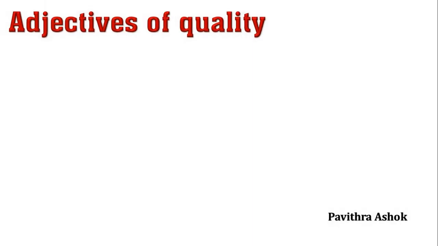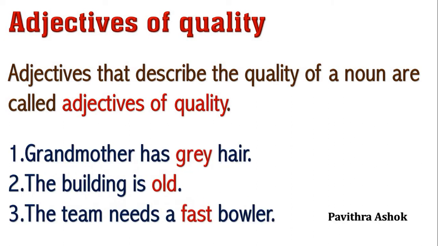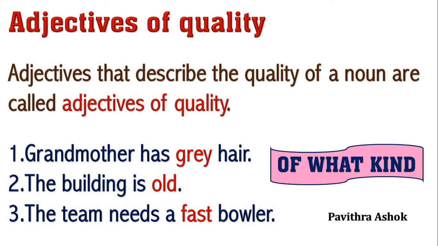First, we'll understand adjectives of quality. Adjectives that describe the quality of a noun are called adjectives of quality. For example, grandmother has grey hair. The building is old. The team needs a fast bowler. The highlighted words describe the qualities of the nouns. They answer the question of what kind. They are called adjectives of quality.